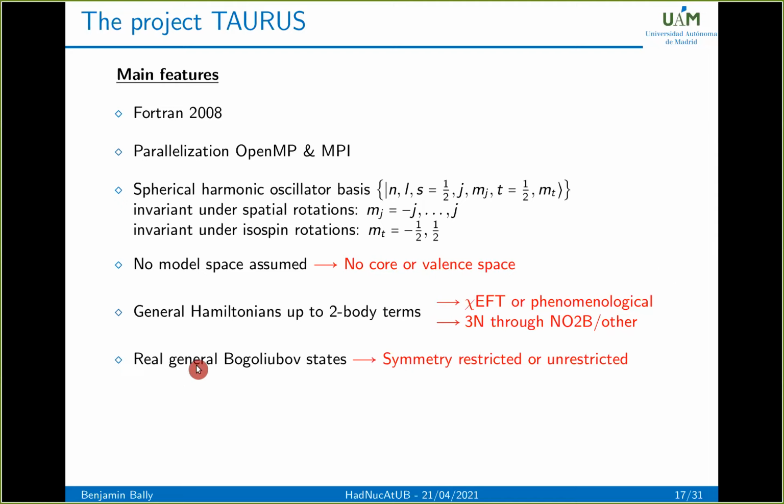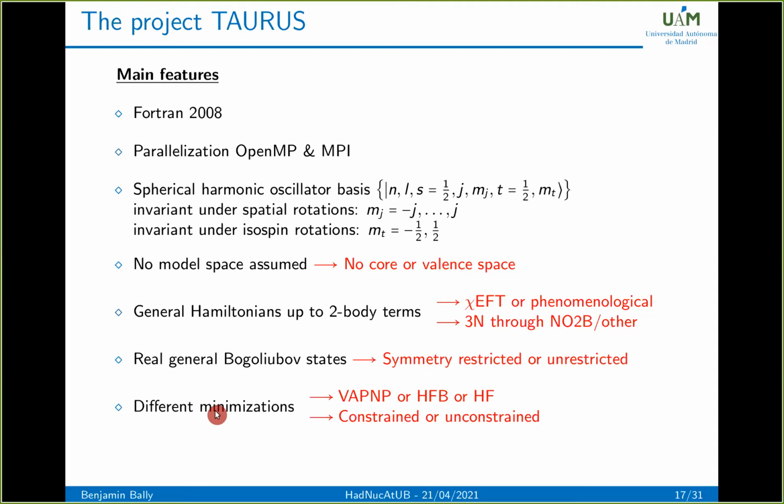For the Bogoliubov quasi-particle states, we consider very general quasi-particle states. That is, the only restriction is that they are real. But apart from that, you have no symmetry restriction. So it's up to you. You have certain options to start from a state that is spherical or axial, or that has good parity, but in the most general case, you can consider a real general Bogoliubov quasi-particle state without any symmetry.